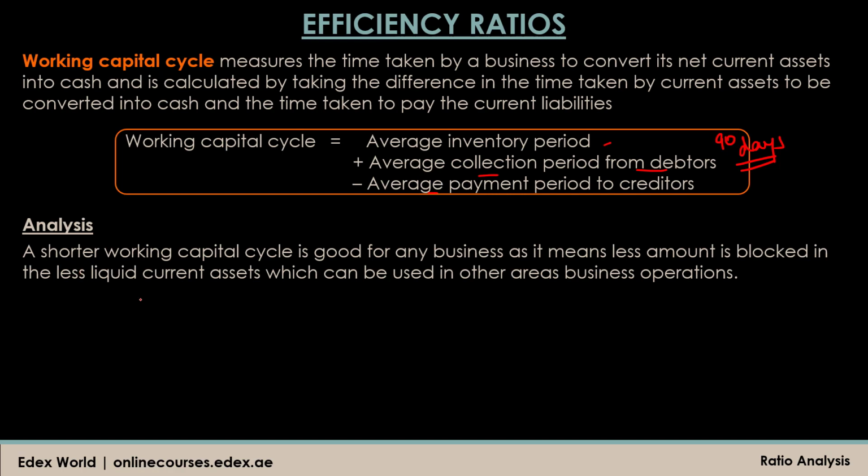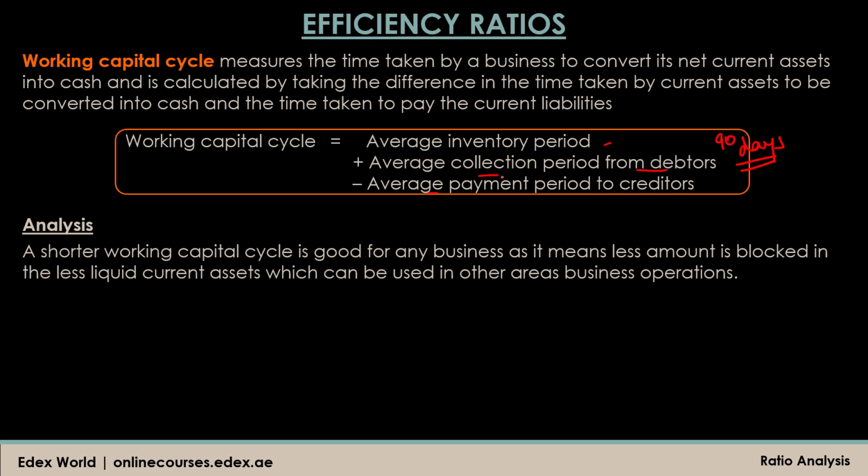So the analysis of this ratio is that a shorter working capital cycle is good for the business, because then it means that the business will have to put in less investment in its working capital, in its current assets or net current assets. If the working capital cycle is big, then more and more money will have to be invested in the working capital, and that will increase the need for the funds for business.